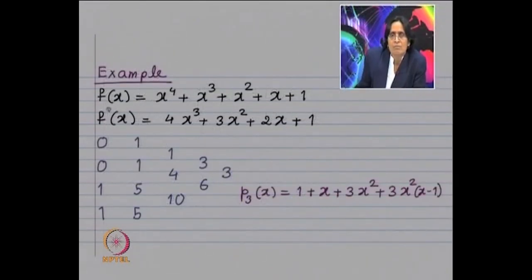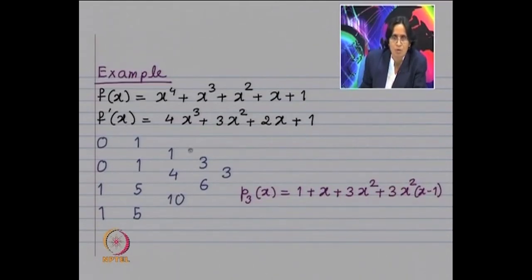So, look at the function f(x) to be x^4 plus x^3 plus x^2 plus x plus 1. Its derivative will be given by 4x^3 plus 3x^2 plus 2x plus 1. The value at 0, f(0) will be 1, f(1) is going to be 5. This entry here is going to be f'(0). So, f'(0) from this formula is 1. Then this will be f[0, 1], so it is (5 minus 1) divided by (1 minus 0). So, that is 4. This entry is f'(1), so f'(1) is going to be equal to 10.